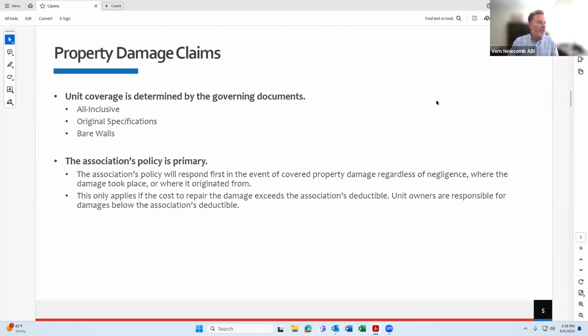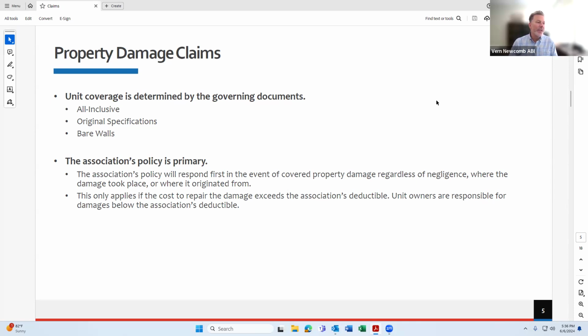When it comes to coverage for an association, how we set the policy up on the property coverage is we refer to the governing documents. In Oregon, it's going to be the bylaws. In Washington, it's going to be the declarations. And we refer to that to see how the association's policy is going to respond to a unit.